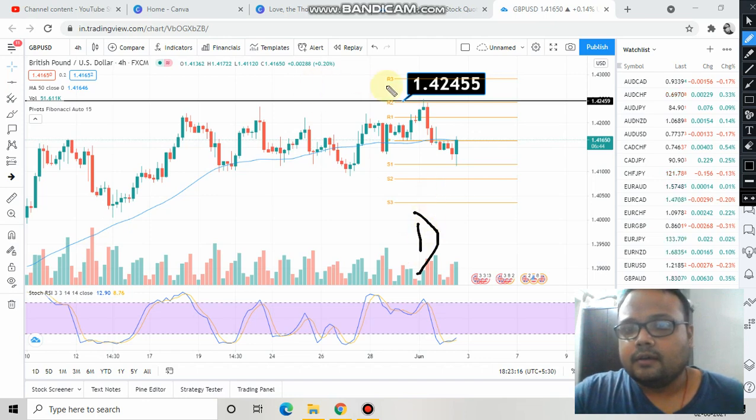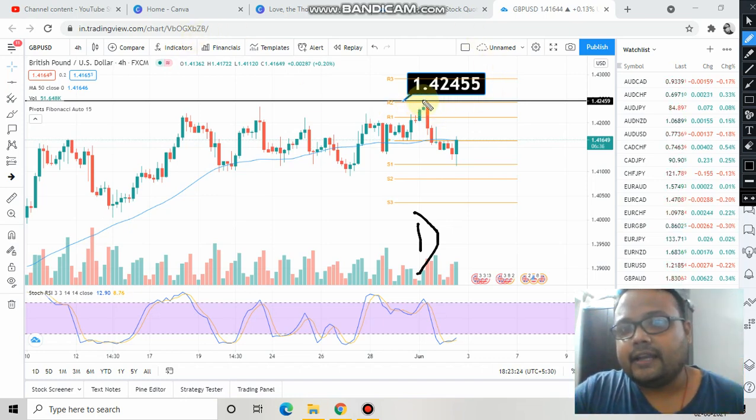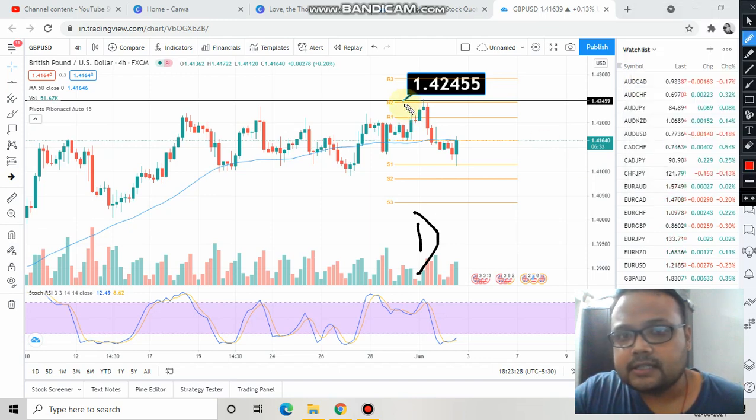As the market is in an uptrend, the best trading opportunity in this kind of chart is always at the breakout. If the market crosses this level, 1.4245, then we will get a good opportunity.